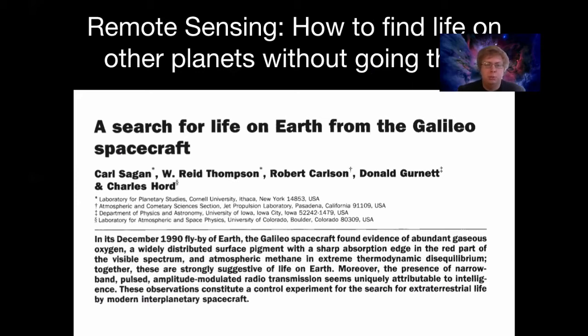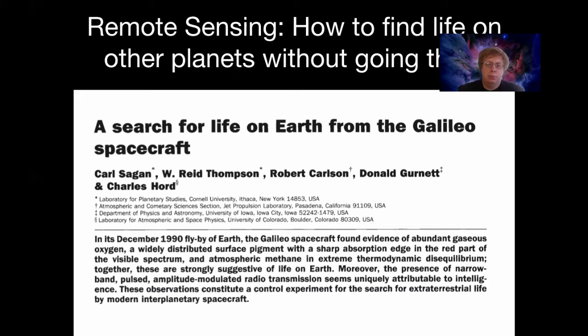This is a paper that was written by Carl Sagan in the early 1990s. Carl Sagan, of course, is famous for being the host of the Cosmos TV show in the 1980s, which introduced a lot of people to the field of astronomy. But Carl was also very interested in trying to figure out how we can search for life outside of Earth. And one of the ways that he thought about doing it was using remote sensing with spacecraft at other planets.